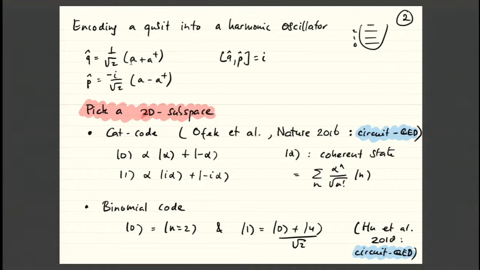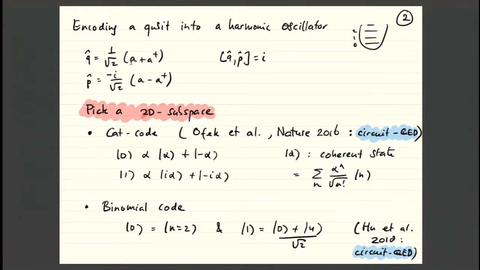And so one choice of a subspace is what's called the cat code. It's cat as in Schrödinger cat, because the qubit in state 0 is a superposition of two coherent states. I don't know if you know what a coherent state is. It's a superposition of photon number states, where n is the photon number. And 0 is this superposition, and 1 is that superposition. And these are approximately orthogonal.